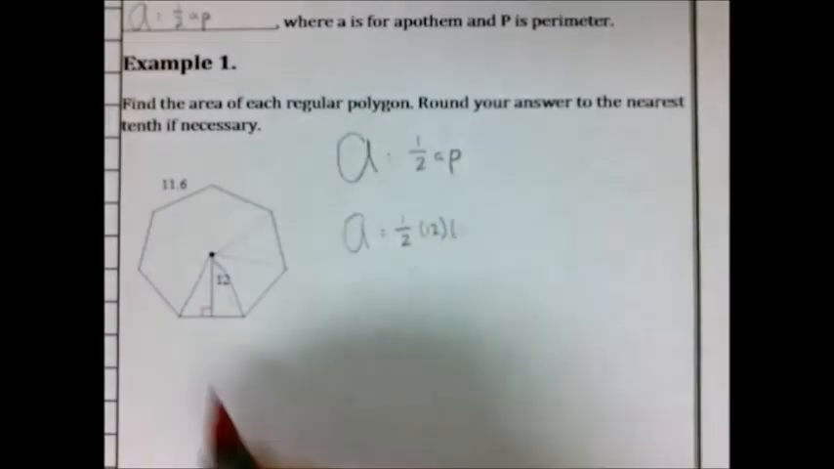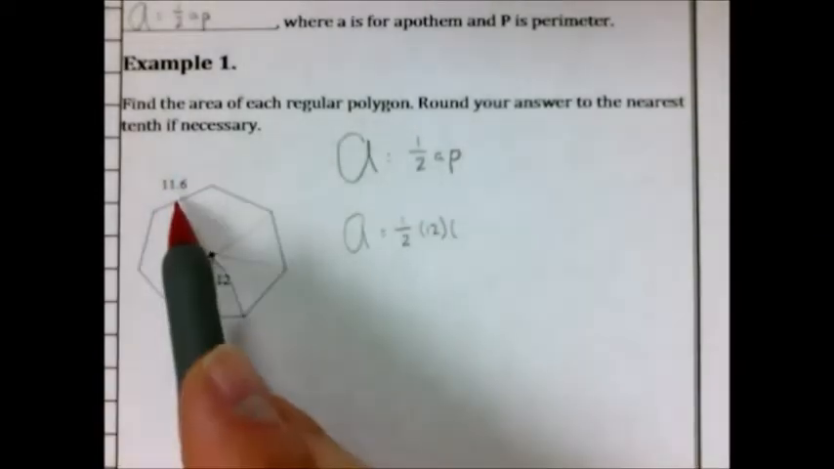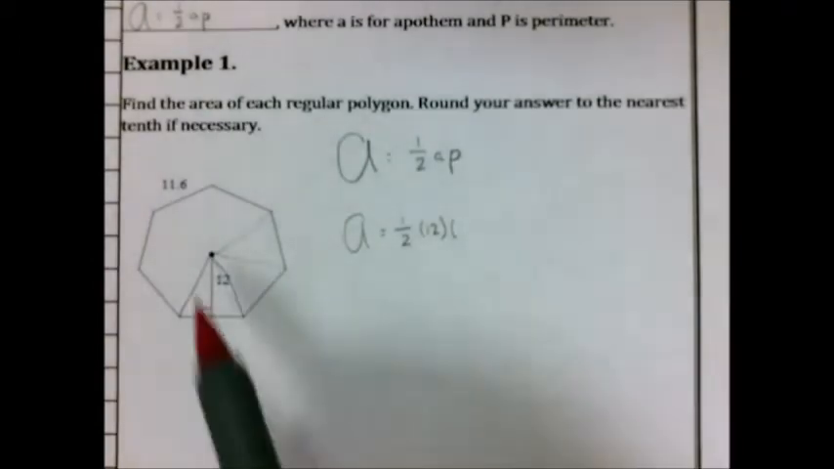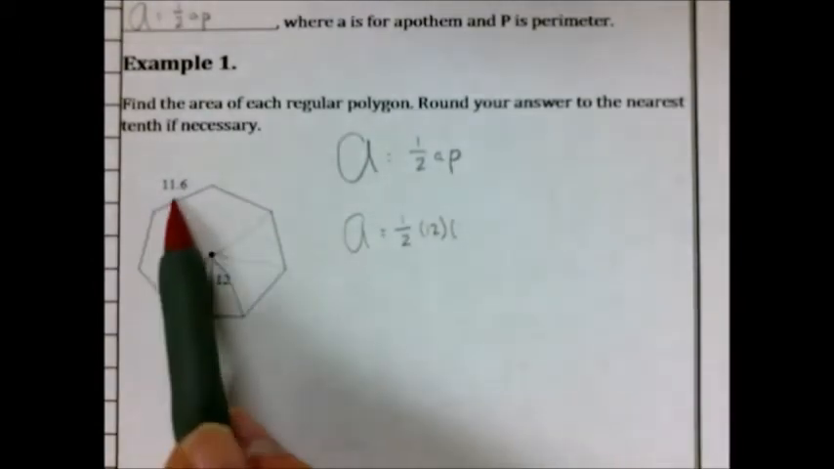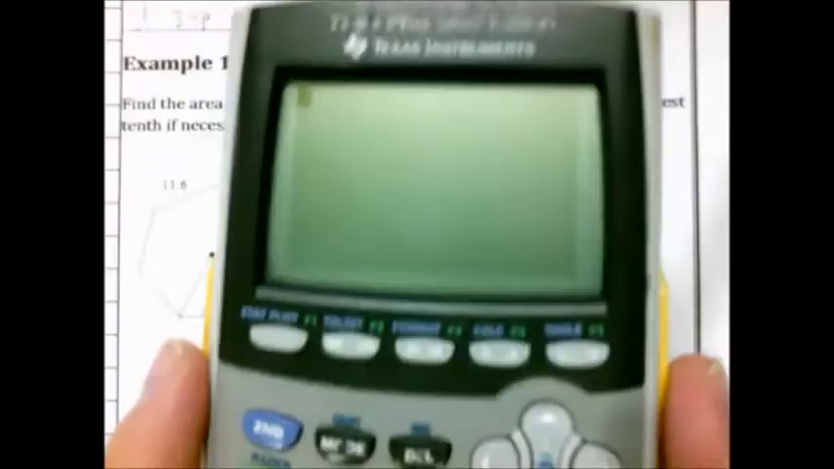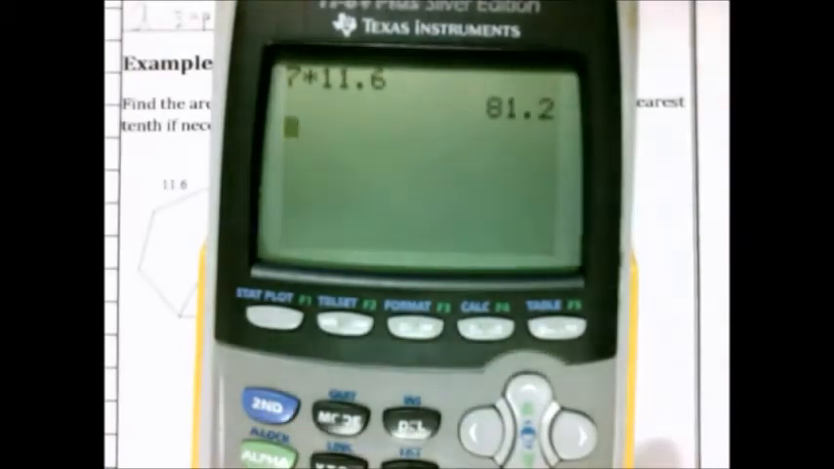times the perimeter. The perimeter is the distance all the way around the polygon. We have one side is 11.6, and remember, if this is a regular polygon, that means every single one of these sides is going to be exactly the same. We see that there are 1, 2, 3, 4, 5, 6, 7 sides. So we're going to take 7 multiplied by 11.6, and we get 81.2.